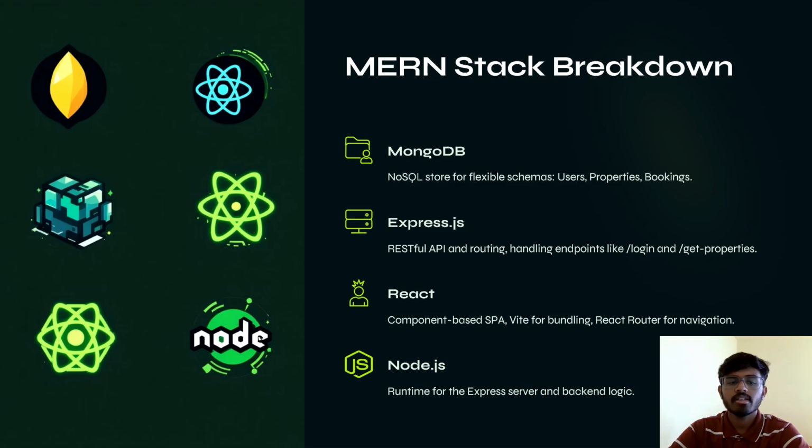R is for React. This is our front-end library. I used it to build all the user interface components like the search bar, property cards, and forms, etc. And N is for Node.js. This is the runtime environment that allows our Express server to run on the backend.